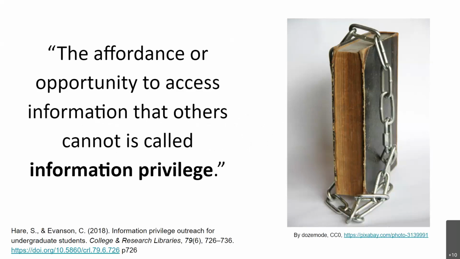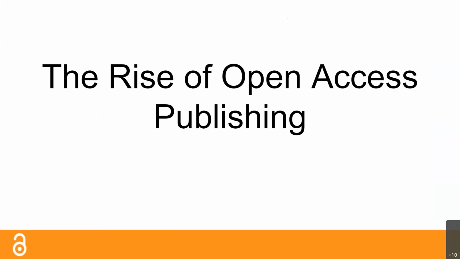So when we can't access this information, it's called information privilege. We can access it, but others can't. And so we often don't see this until we lose access. When you graduate, you'll see this. This is our most common question from graduates: Why can't I access the journals anymore? Okay. So let's talk about open access.